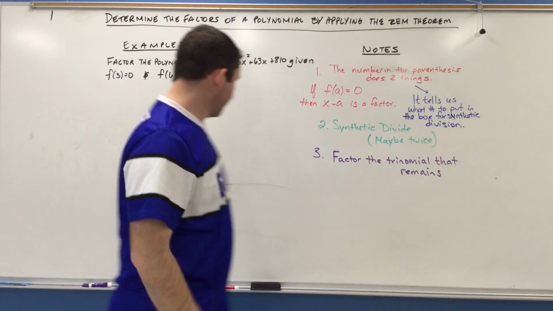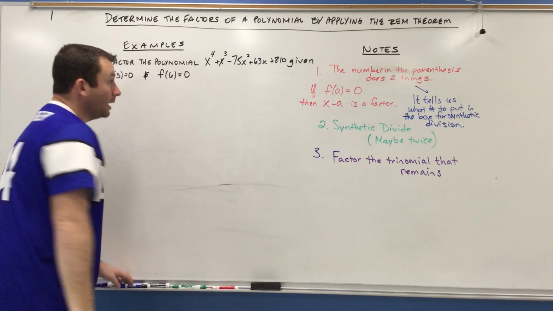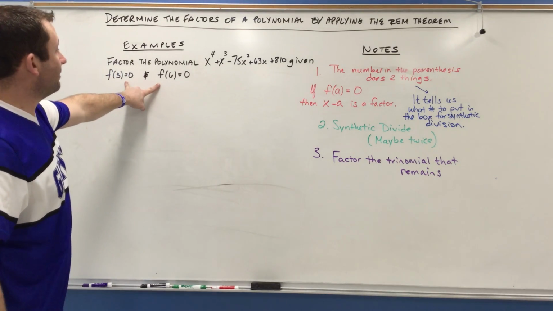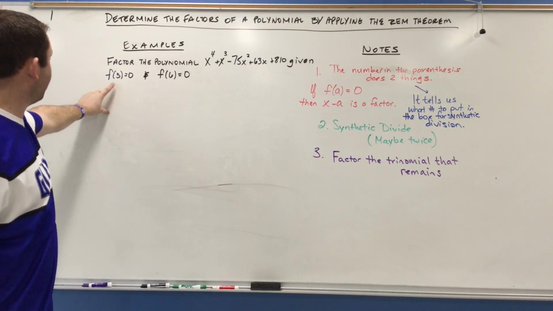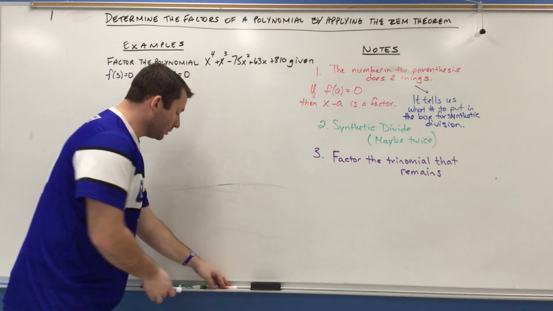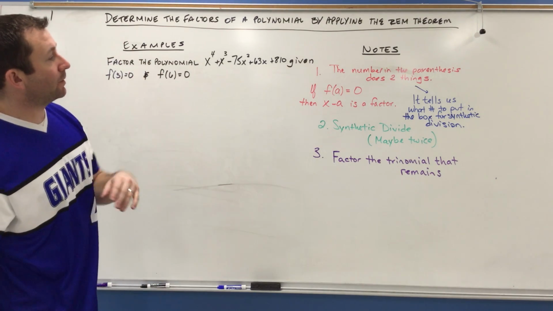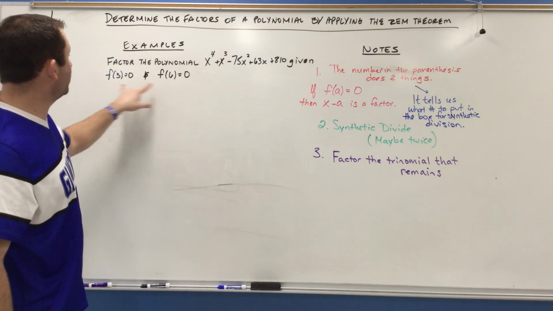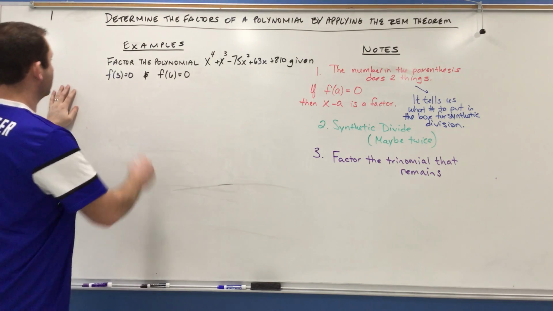Okay, so you'll notice that they gave us two zeros. They said f of 5 equals 0 and f of 6 equals 0. So it says the number in the parentheses does two things. In this case, the two numbers each do something.